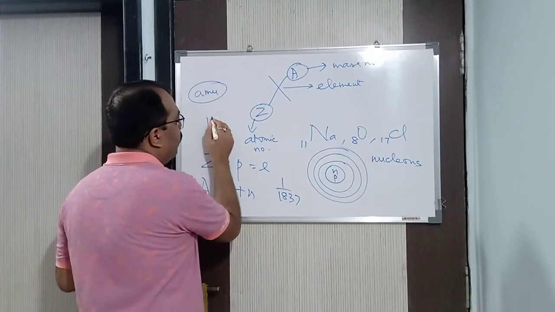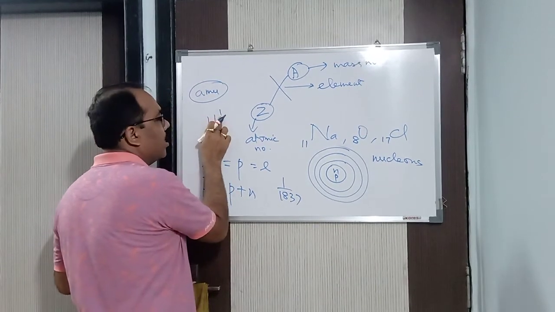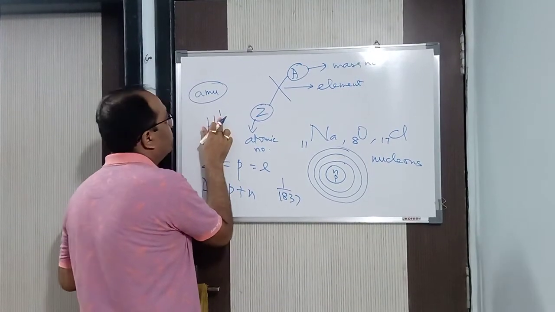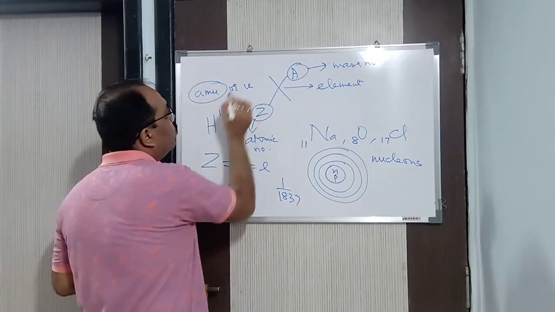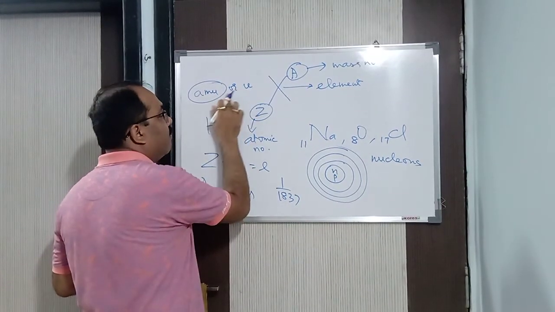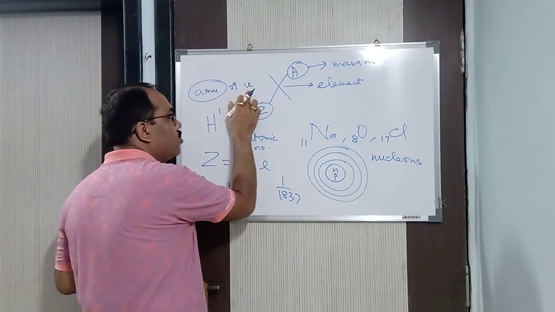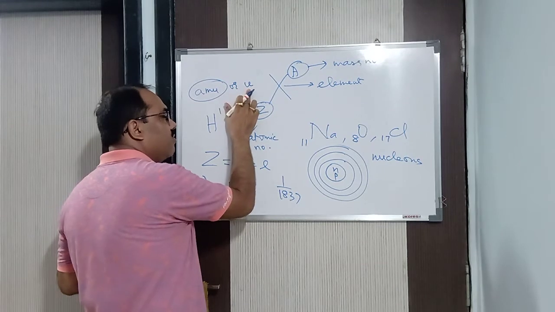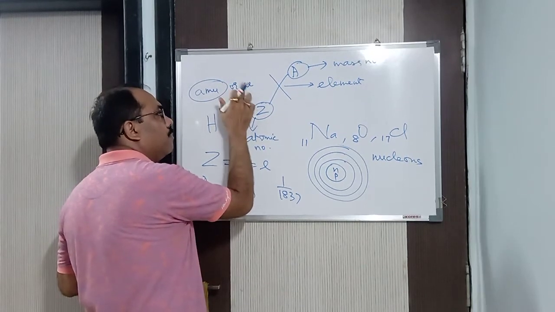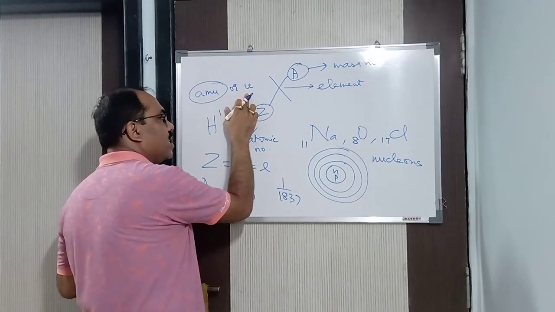For example, for hydrogen, we write the atomic mass as 1. So it is said to be 1 AMU. We can say that. But AMU is not represented in this way. The symbol of AMU is u, small u. u stands for Unified Atomic Mass Unit. Got it?